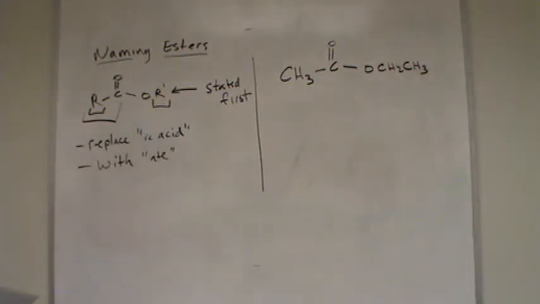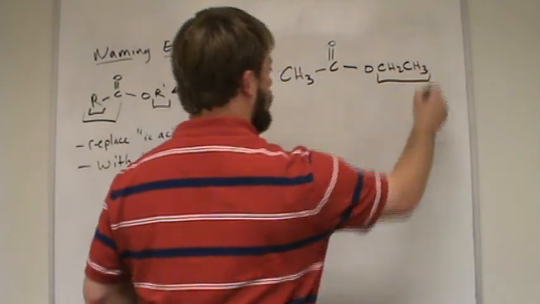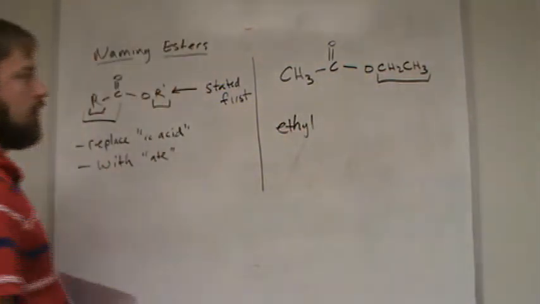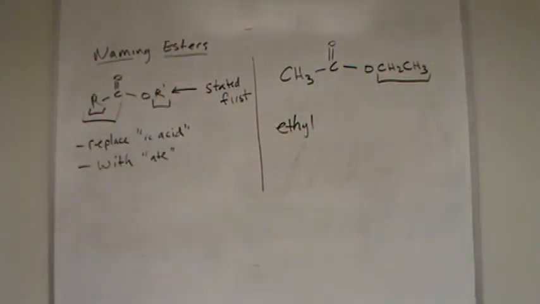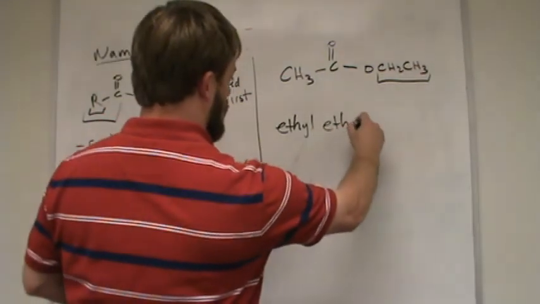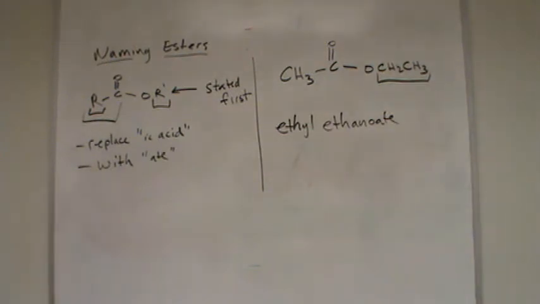So we're going to state first whatever is attached to the carboxyl oxygen, which is right here. This is an ethyl group. Okay. Our acid portion has 2 carbons. So if it were carboxylic acid, it would be ethanoic acid. But here, since it's not the acid, we replace the ic acid with ate. So ethyl ethanoate. If I said that right.